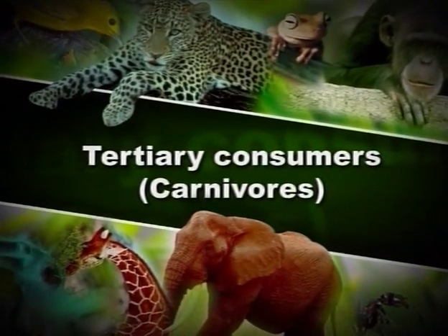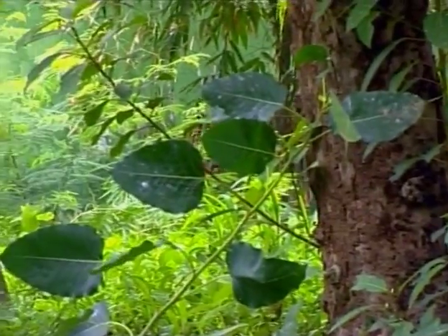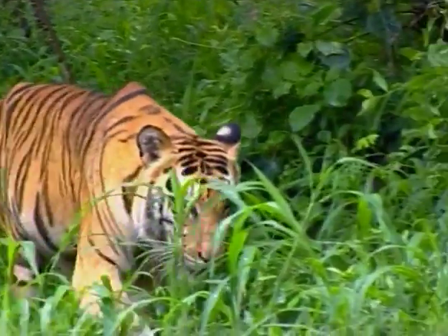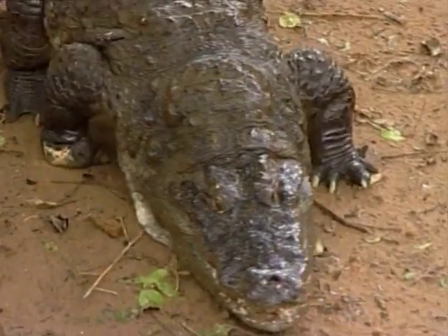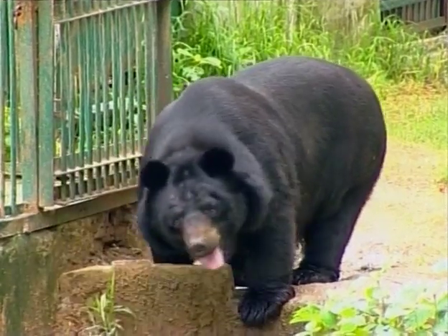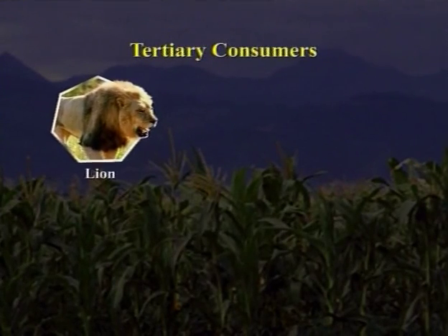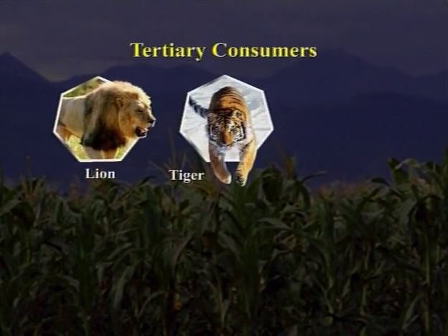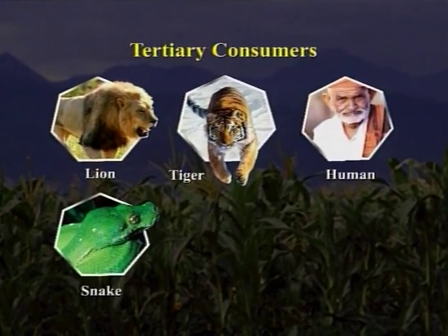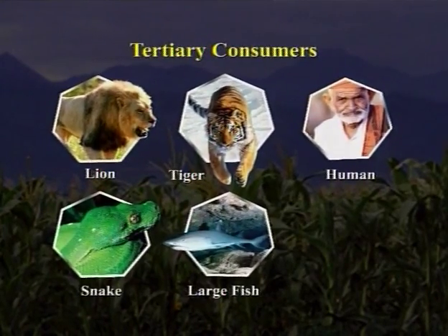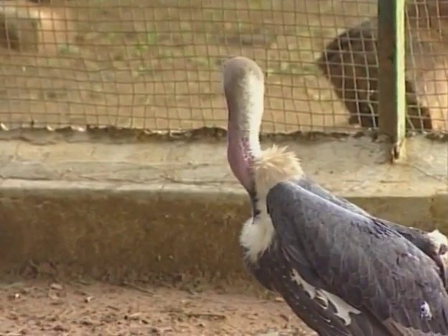Tertiary consumers, carnivores. They do not eat plant food at all. The carnivores eat the meat of other animals. So we can also say that those animals which eat only the meat of other animals are called carnivores. The large carnivores or top carnivores which feed upon the small carnivores are lion, tiger, and humans. Terrestrial animals like snakes and aquatic animals like large fishes and dolphins, which feed on secondary consumers, are also tertiary consumers.